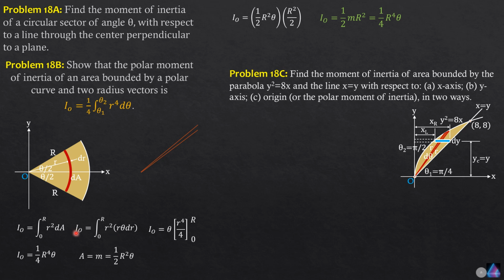So therefore, for a small element in this drawing here, in general, for problem 18, the moment of inertia of this differential sector element is 1/4, because the result here is 1/4 R to the fourth theta. So it is 1/4 small r to the fourth times angle. The angle here is differential theta for that element there.